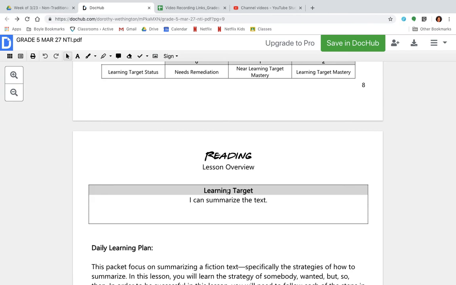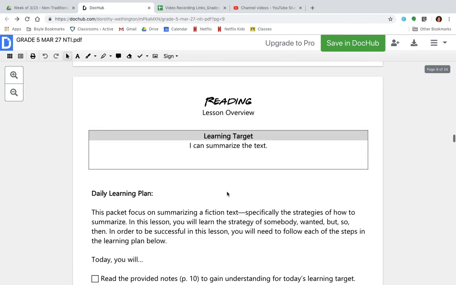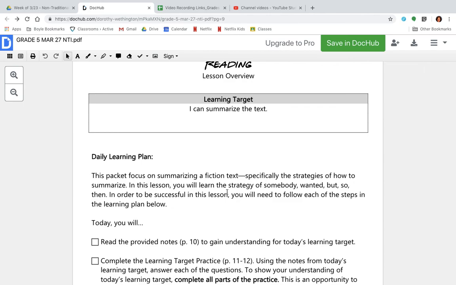Learning target. I can summarize the text. Daily learning plan. This packet focuses on summarizing a fiction text, specifically the strategies of how to summarize. In this lesson, you will learn the strategy of somebody wanted, but so, then.